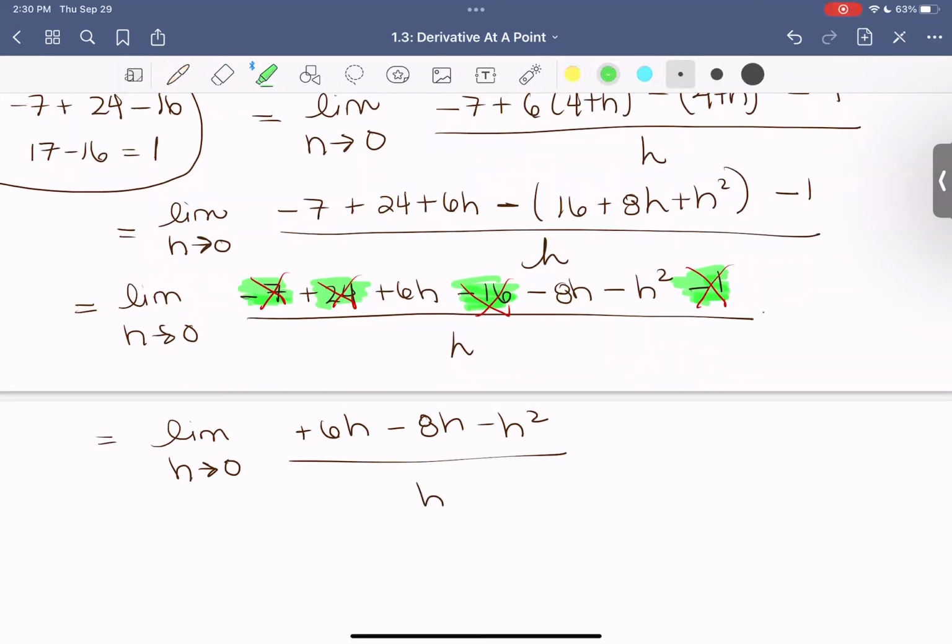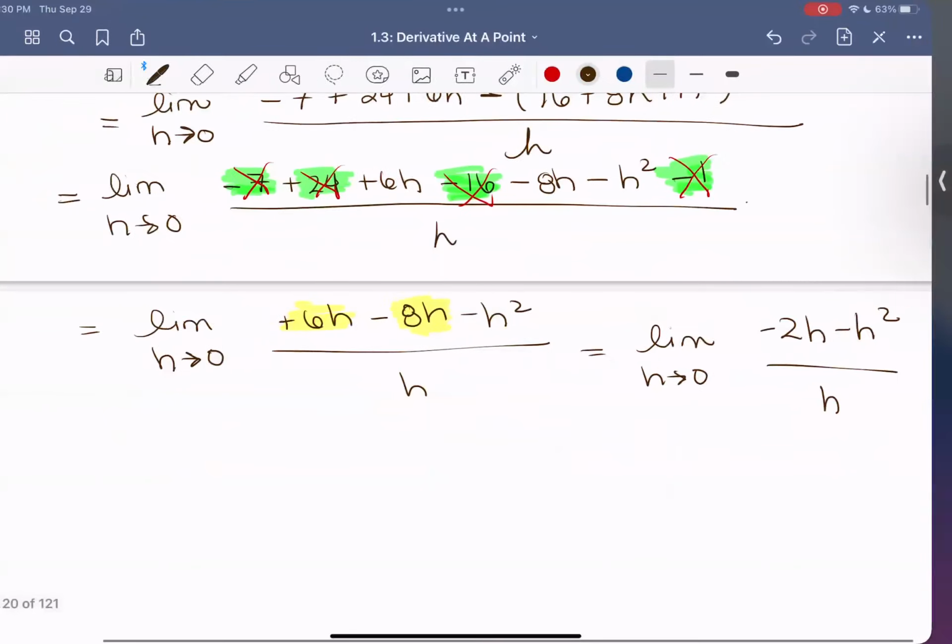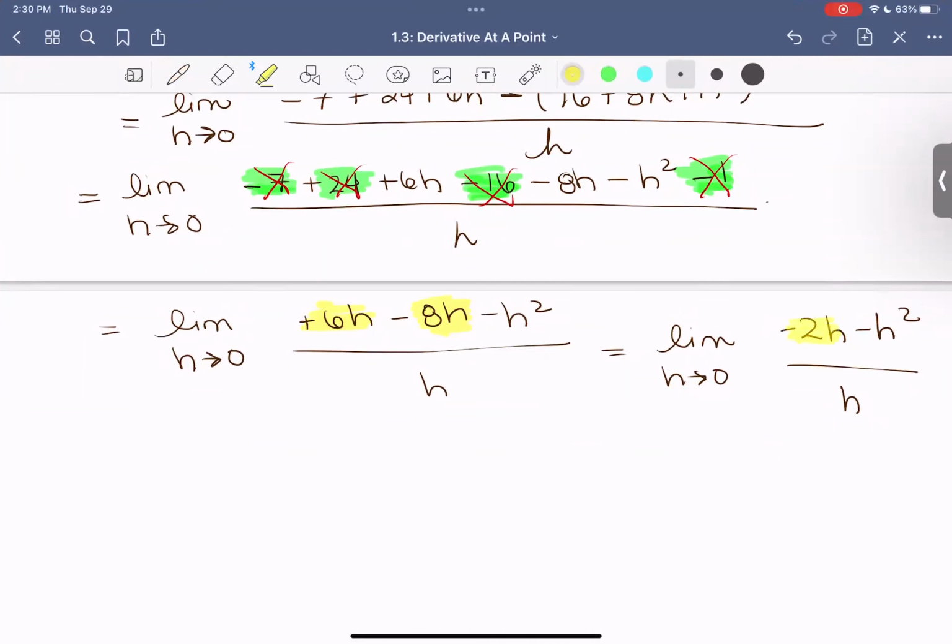So we still have some like terms in that numerator. We have a 6h and a -8h, so we can combine those terms. So further, I get the limit as h goes to 0 of 6 minus 8 would give me -2h minus h squared all over h. So now what we see is that both terms in that numerator, -2h and h squared, have an h in it. So we can factor that h out of each term to get the limit as h goes to 0 of -2 minus h all times h over h.